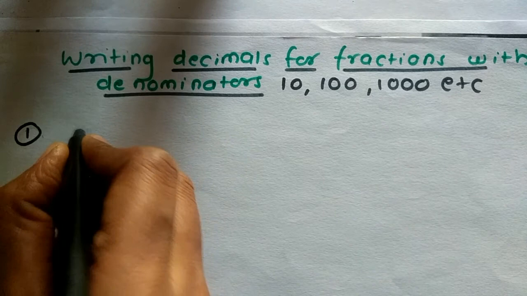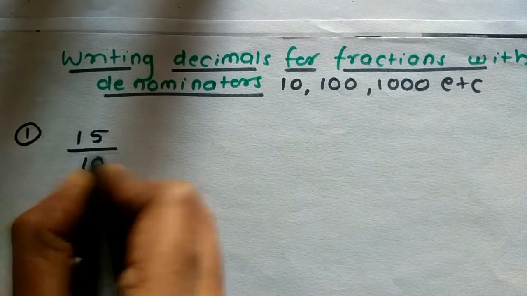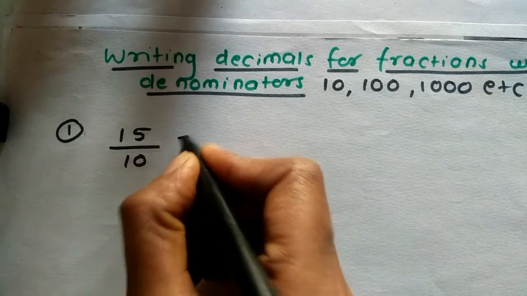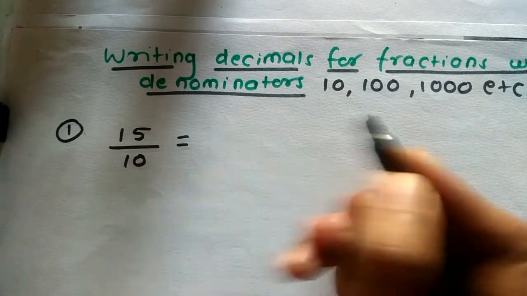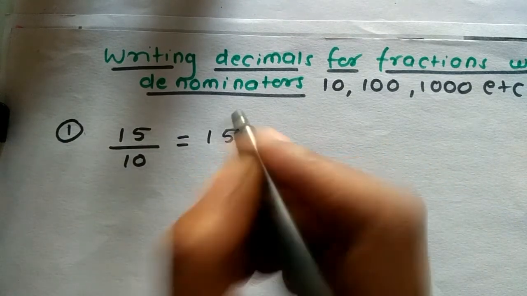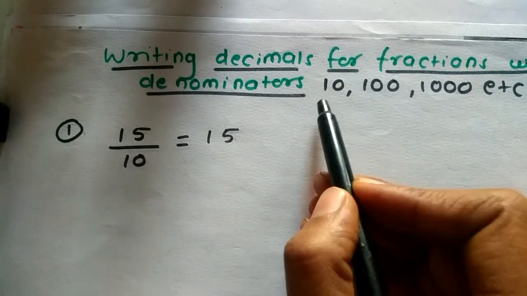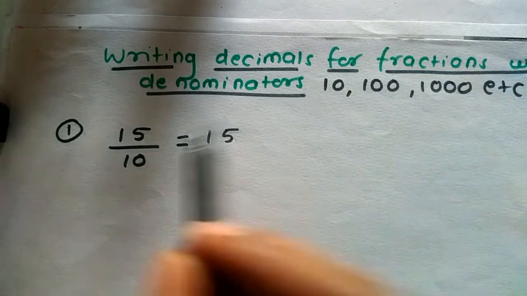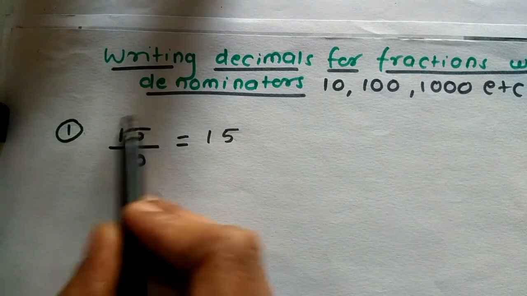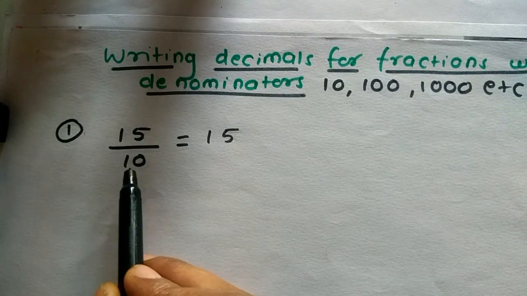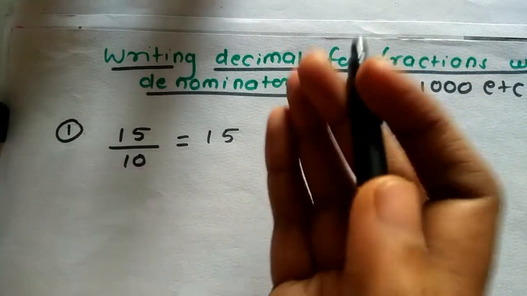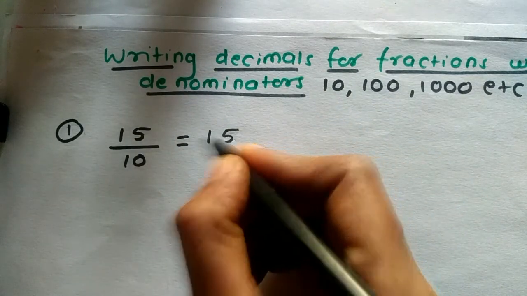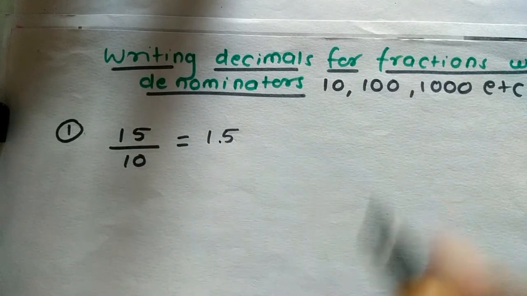Let us take the example 15 upon 10. Directly you can write it as 1.5. How? When the denominator has 10, 100, 1000, etc., like zeros over the 1, don't do the actual division. First write the numerator, and see how many zeros are there over 1. Only 1. So from the right side, from the unit place, after one digit put the point.